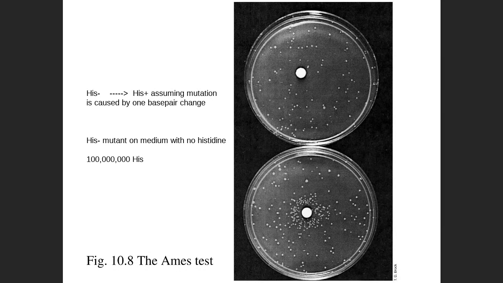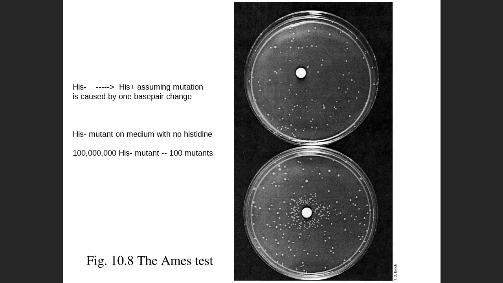So it's a his minus mutation going to his plus, assuming it's caused by a single mutation. So the his minus on a media with no histidine will not grow, right? But if you put 100,000 his minus mutants there, you're going to get 100 mutants, right? Okay, so you get 100 mutants, right?